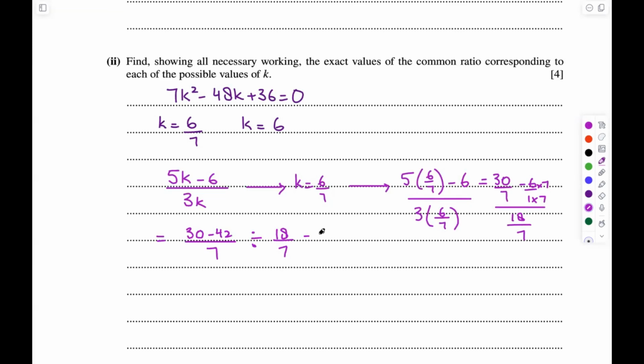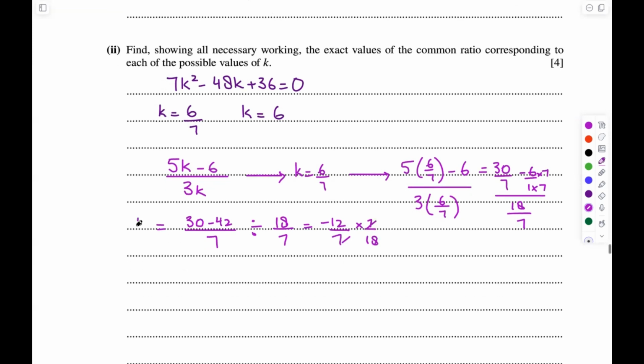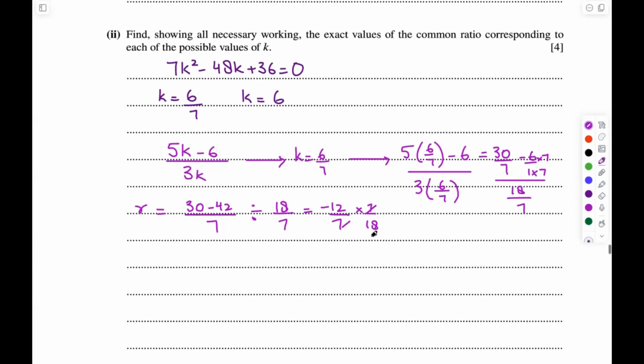So the final answer we'll get is, 30 minus 42 is minus 12, upon 7 multiplied by 7 upon 18. 7 and 7 will cancel out. So one of the values of k, or the common ratio, as we already had the value of k, will be equal to minus 12 upon 18. When you simplify this, one of the values of the common ratio will be minus 2 upon 3 if we divide it by 6.